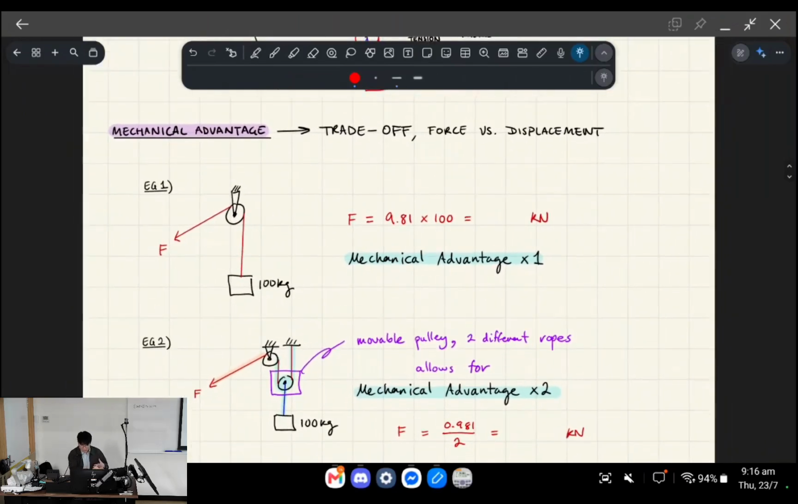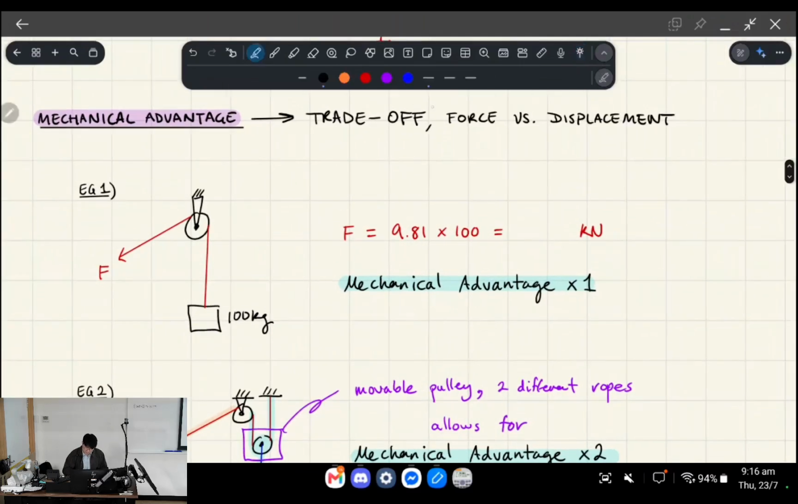Essentially, with mechanical advantage, you're trading off force for displacement, okay? So what do I mean? Let's do an example. Here we've got, let's say, some kind of external force on the system. Let's say this is my hand, and it's pulling the rope going that way. You've got a fixed pulley here, and we know that a fixed pulley cannot generate mechanical advantage, okay? So this is simply redirecting the tension force.